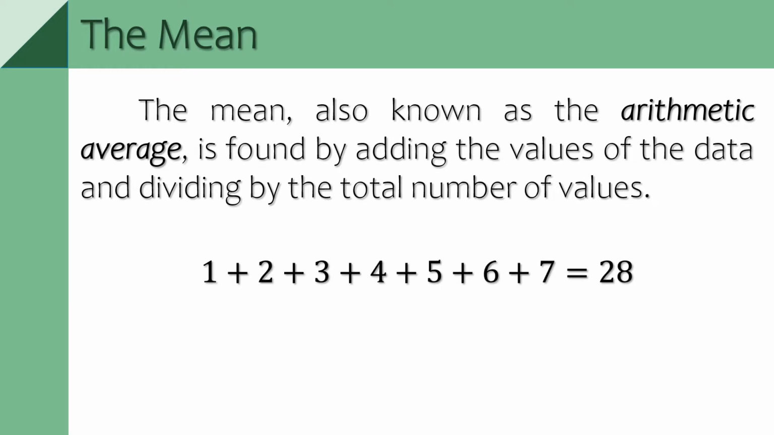For example, we have 1 plus 2 plus 3 plus 4 plus 5 plus 6 plus 7. That is equal to 28. To get its mean, we're going to divide 28 by the total number of values: 1, 2, 3, 4, 5, 6, 7. So 28 divided by 7 is equal to 4. So the mean is equal to 4.